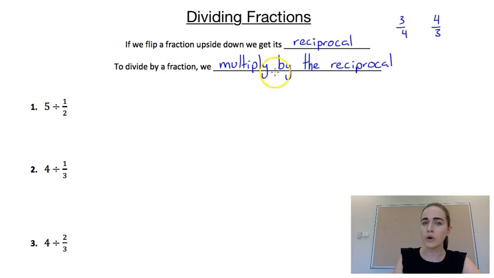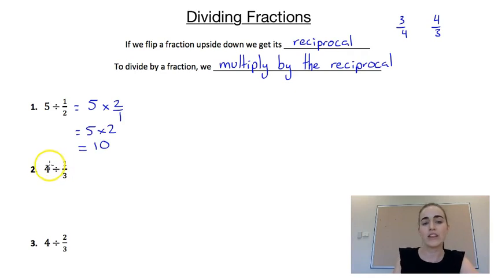Now let's have a look at what it means with this reciprocal. If we've got 5 divided by a half, we're going to have 5 multiplied by the reciprocal. The reciprocal of 1 half would be 2/1. Now 2 divided by 1, that's just 2. So we're going to have 5 times 2, which will give us 10.